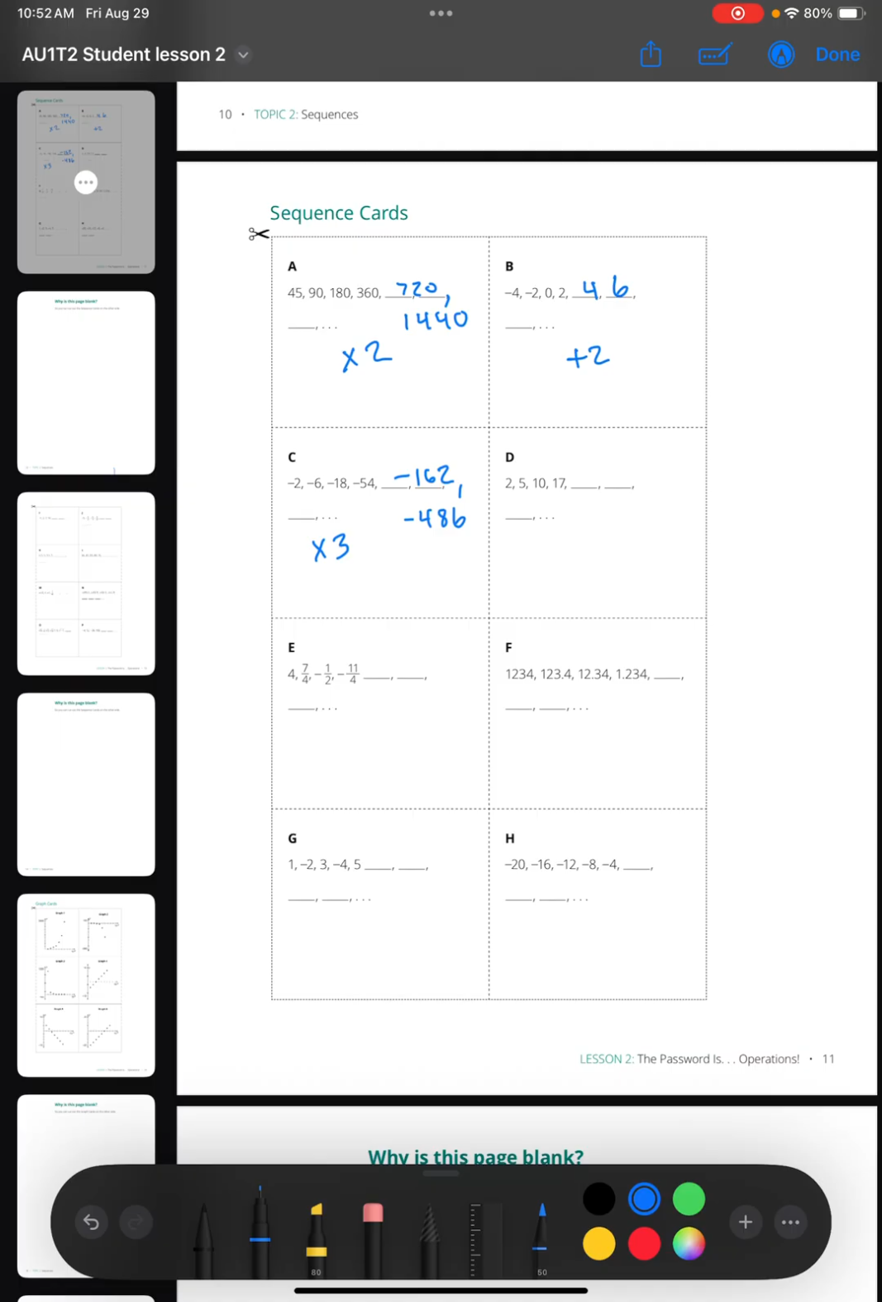And for D, we got two different possibilities here, however you want to look at it. We have each term is going up by one more on the next one. So in other words, 2 to 5 is plus 3. 5 to 10 is plus 5. 10 to 17 is plus 7. So we could follow that pattern. So if we now went up 9 for the next one, 17 plus 9 would get us to 26. And then if we went up 11, our next one would be at 37. So there would be our next terms in the series.